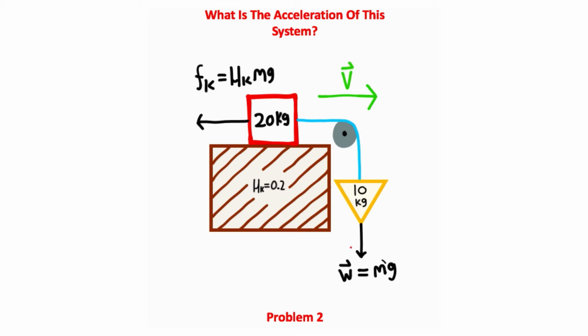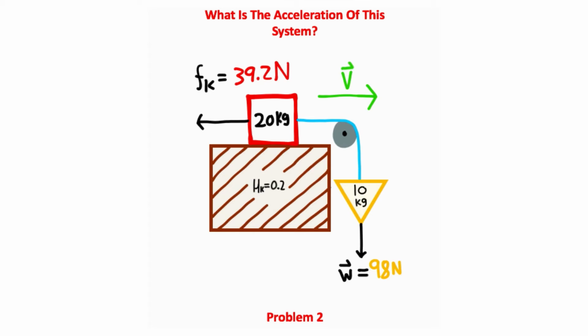I'm first going to evaluate the weight force of this object, which is just going to be 10 times 9.8 since we have a 10 kilogram object, so you should get 98 newtons. Now let's calculate the frictional force. We have the coefficient of friction, which is 0.2 times m, which is 20, and then gravitational acceleration is 9.8 meters per second squared. So 0.2 times 20 times 9.8 should give you 39.2 newtons.